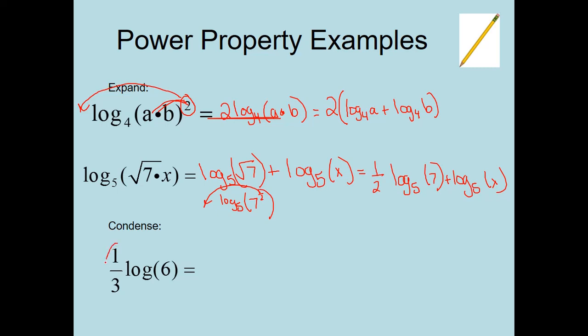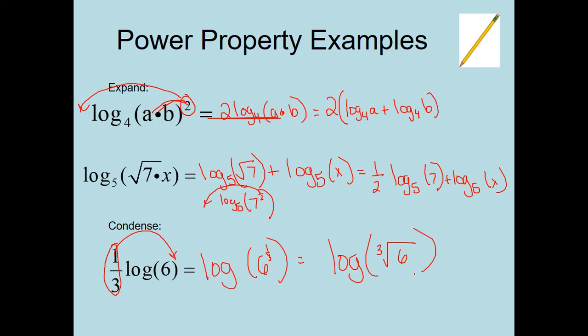So I have this exponent here, number in front of my log. I'm going to drop it in front. So I got log base 6 to the 1/3 power. And I know 1/3 power means I'm going to cube root that condense.